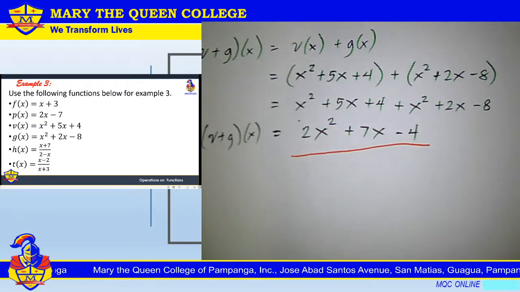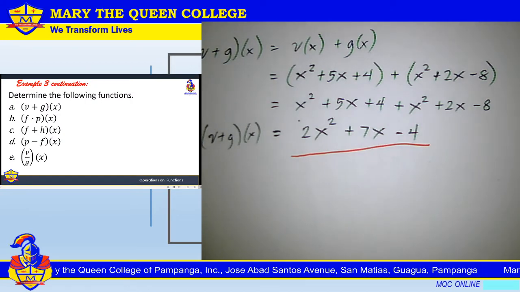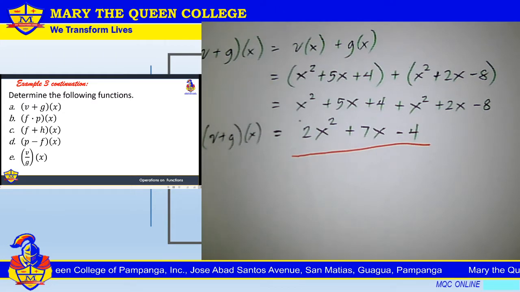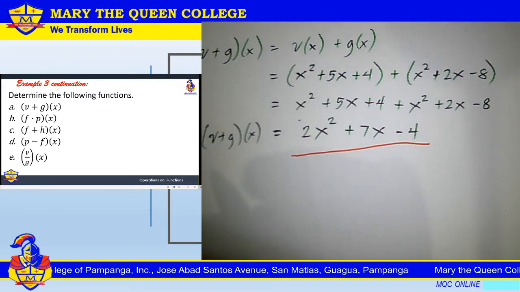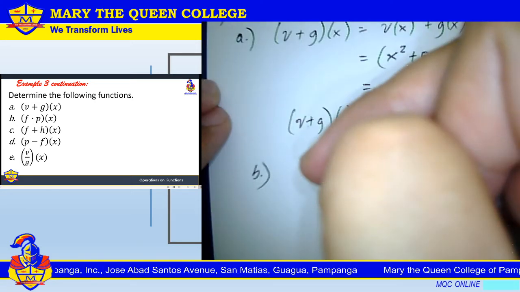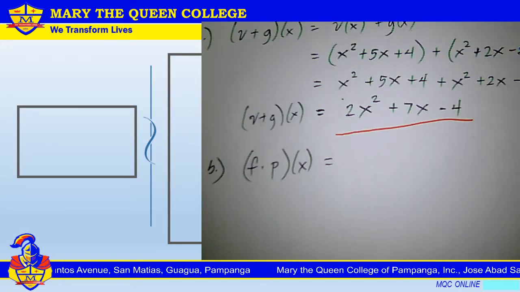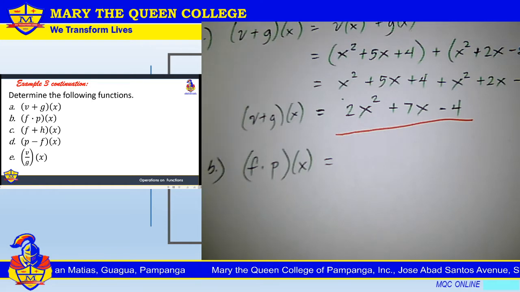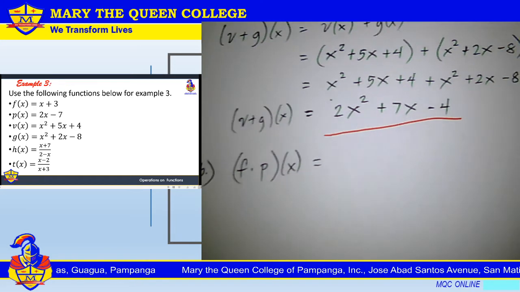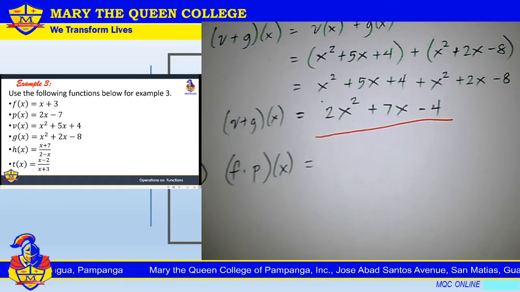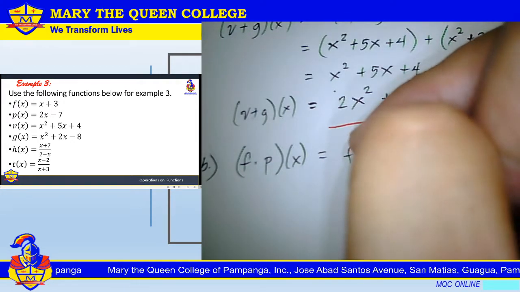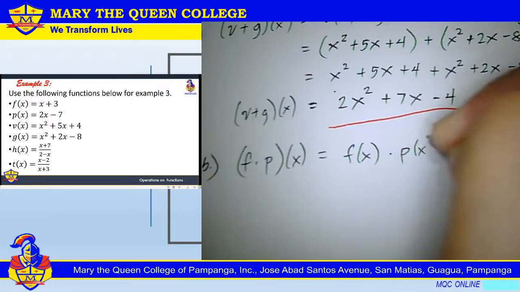That would be our answer for number 3A. Then, for letter B, we have f times p of x. Balikan po natin yung slide natin. Multiply po natin, so this would become f of x times p of x.